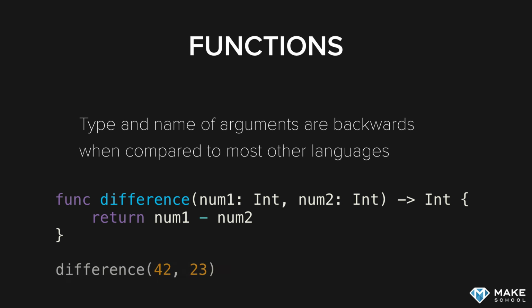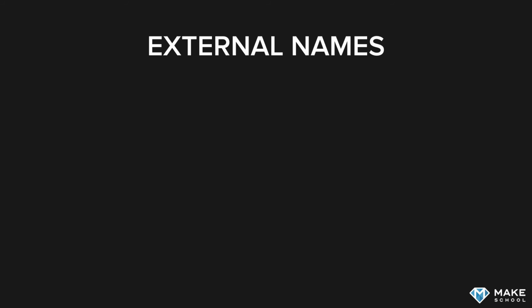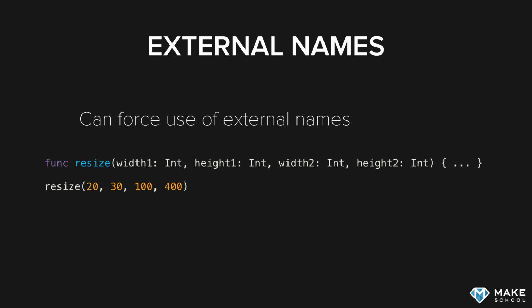The syntax for calling this difference function is similar to a lot of other languages. We just give the function name, then the 2 arguments with comma-separated values. Something that Swift inherited from Objective-C is the use of external names for arguments and functions. Say we wanted to declare a function called resize that took in 4 arguments, width1, height1, width2, height2, all of type integer. This resize function, when we call it, would have comma-separated values.